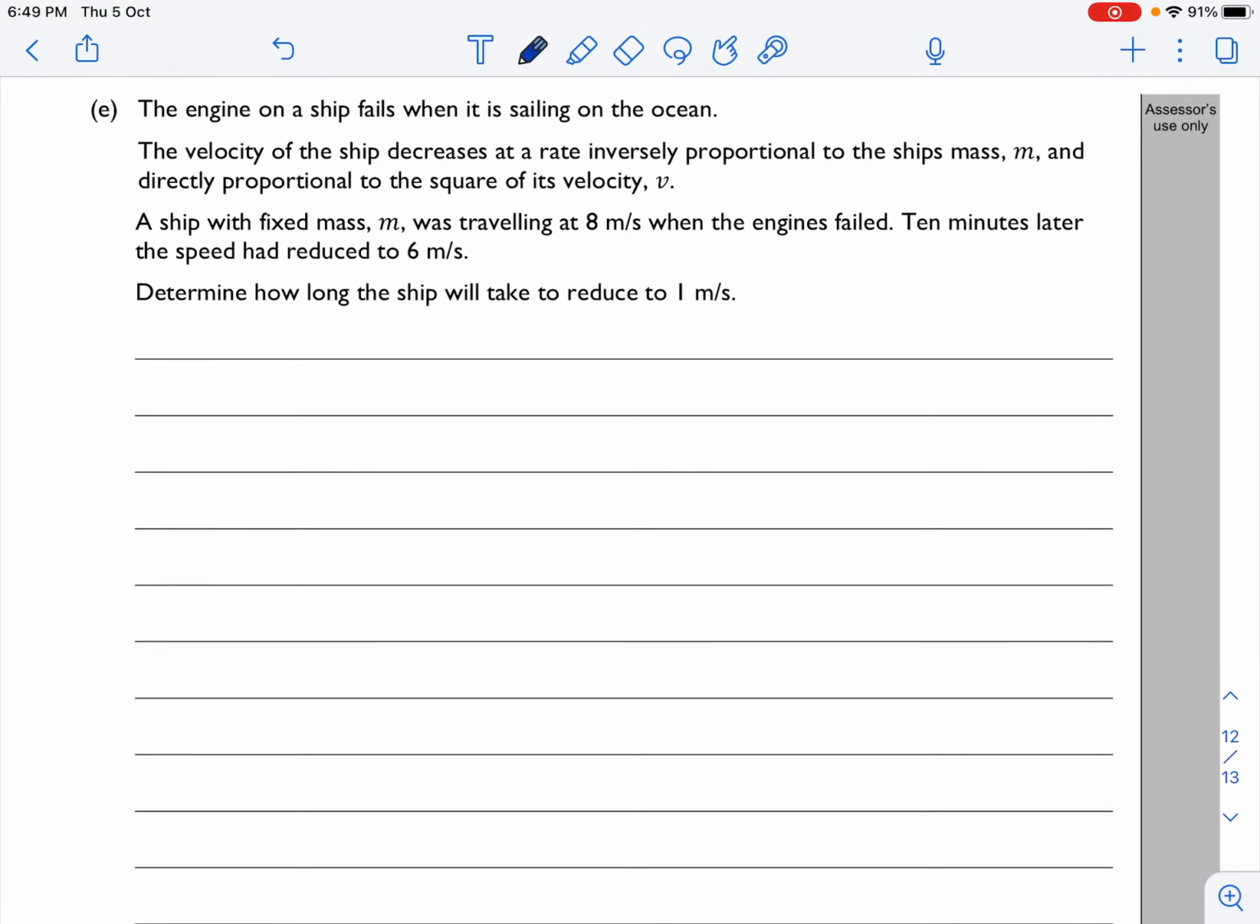Okay, this is the last one, question 3e. So this is quite a hard one to set up for a start. Absolutely, so let's work through this. So the engine on a ship fails when it's sailing on the ocean.